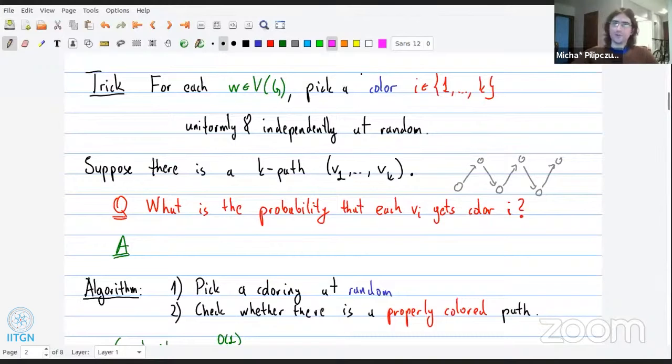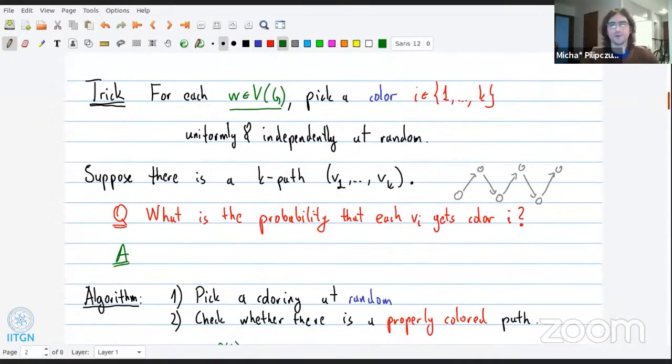Good, so now we would like to reduce somehow the general case to the case where the vertex set of the graph is colored. And the trick is to choose this coloring at random. So for every vertex w from the graph, I will pick a color i from the set from 1 up to k uniformly and independently at random. So for every vertex, I just throw a dice with k sides, and depending on what the dice told me, I put a particular color on this vertex, right? In this way, I randomly choose a partition of the vertex set into k colors.